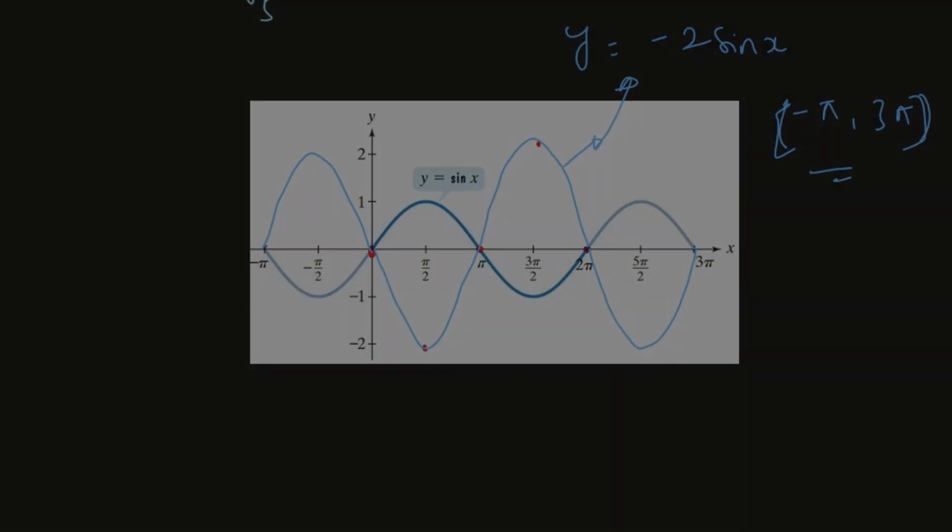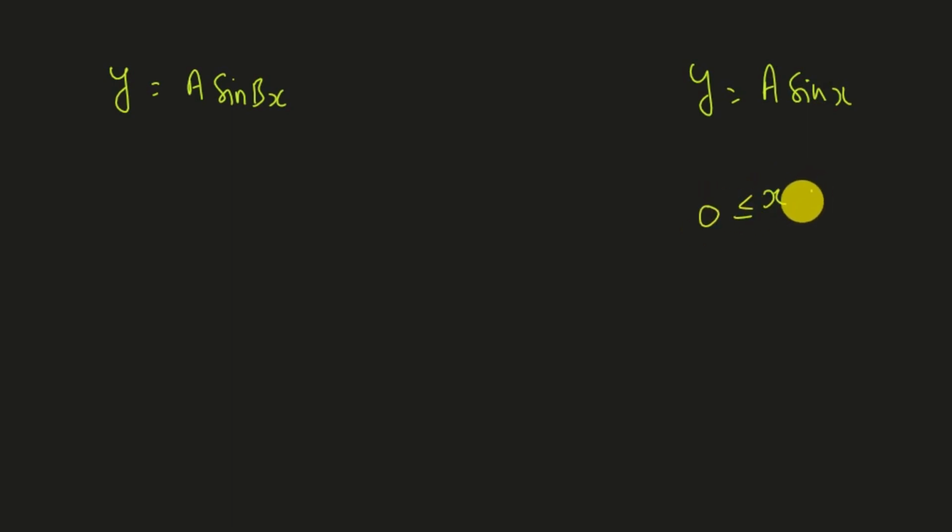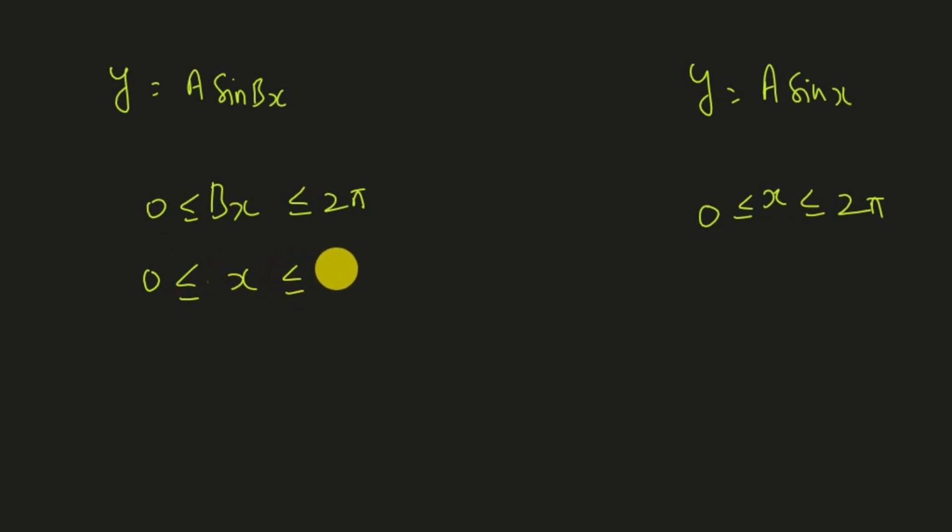Now let's move forward. Now if the function is of the form y equals a sine bx, how do we sketch this type of function? So we know that for y equals a sine x, here x is between 0 to 2 pi. So for this case, bx should be 0 to 2 pi, right? This is the period for sine x, so this would be the period for sine bx. Now divide by b both sides, so you'll get 0 less than or equal to x, less than or equal to 2 pi by b.